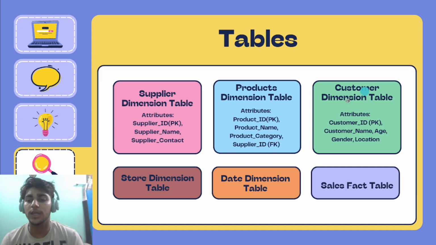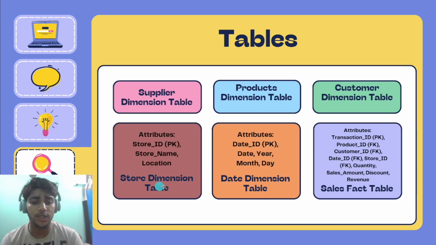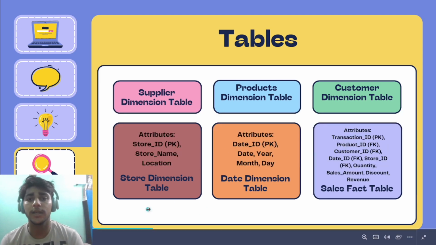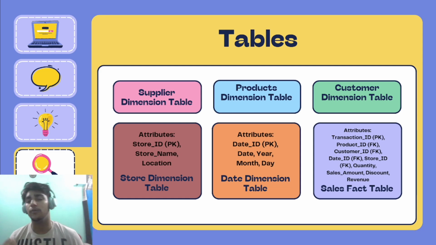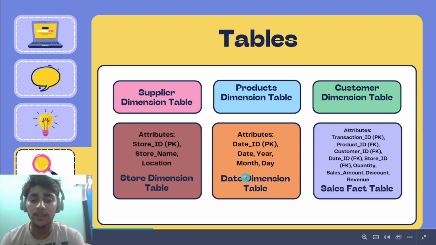It will be treated as a foreign key. And then the customer table, which will have attributes of the customer, like customer ID, customer name, age, gender, location, etc. And then the store dimension table, where we store from which storehouse, or we can say warehouse, it's coming. And then we will talk about the date dimension table, like when the customer ordered the product, and then the sales fact table.